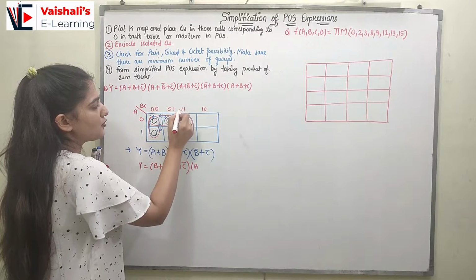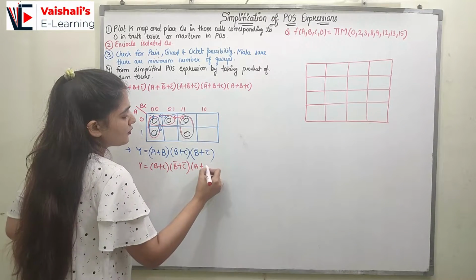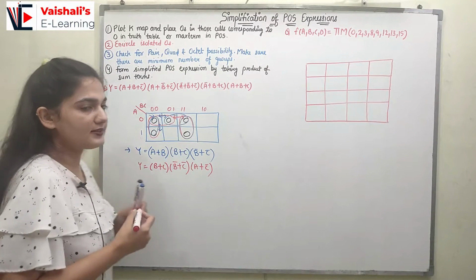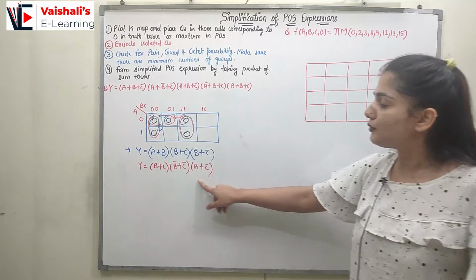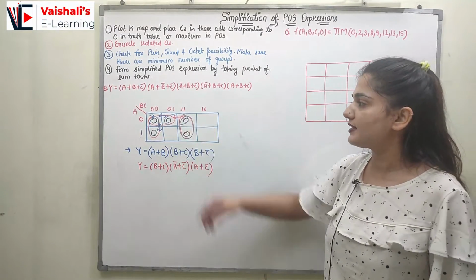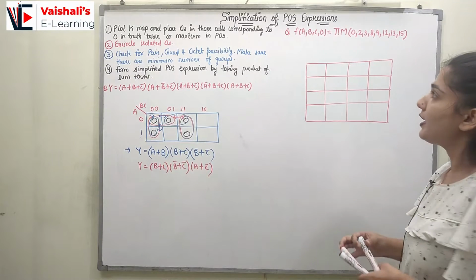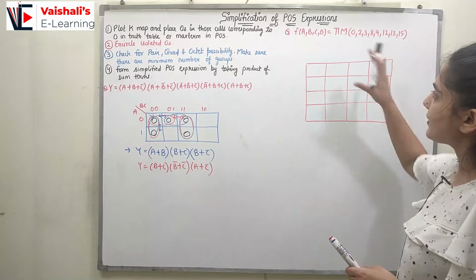B is changing from 0 to 1 and C is 1 over here. So C1 is represented over here as C bar. So now I hope you understood how I am doing the product of sums representation with the help of the K-map method. Now let's understand this question.